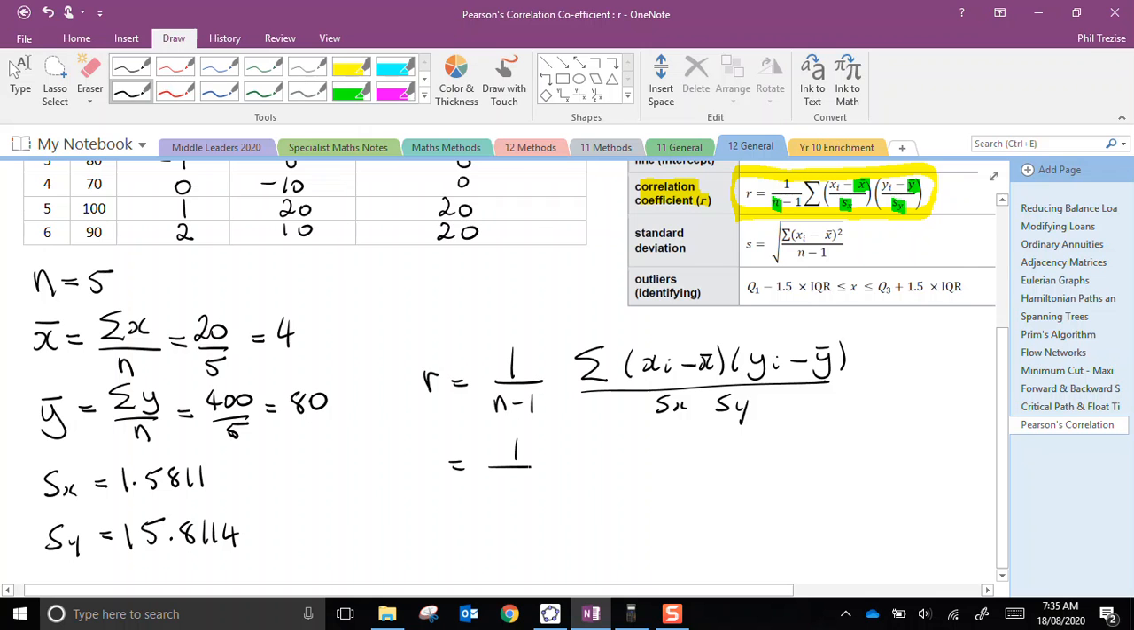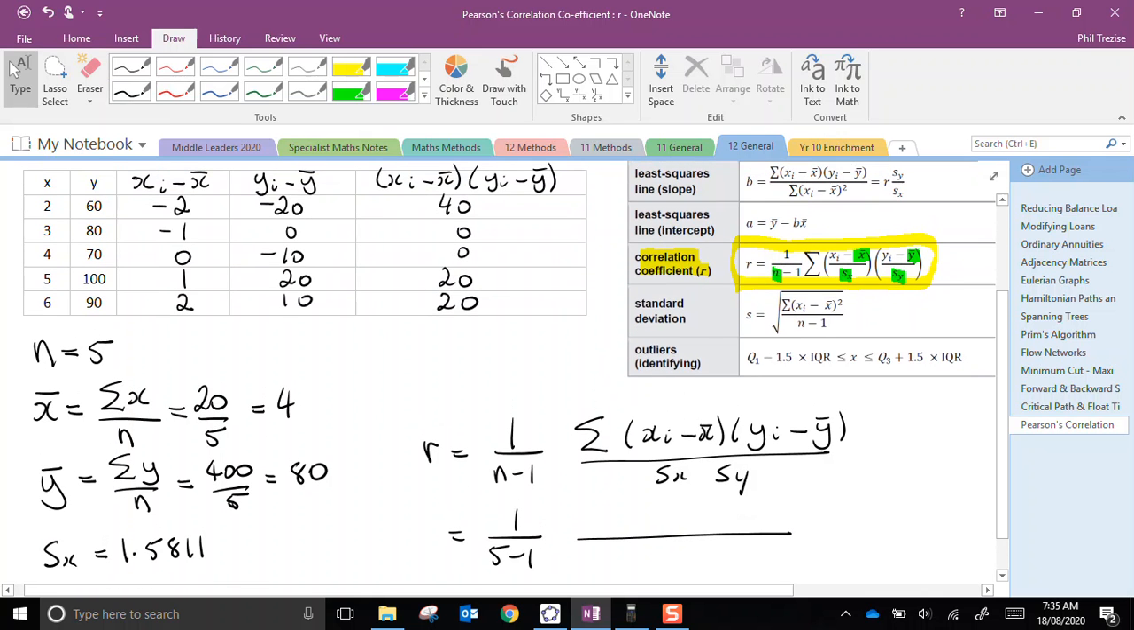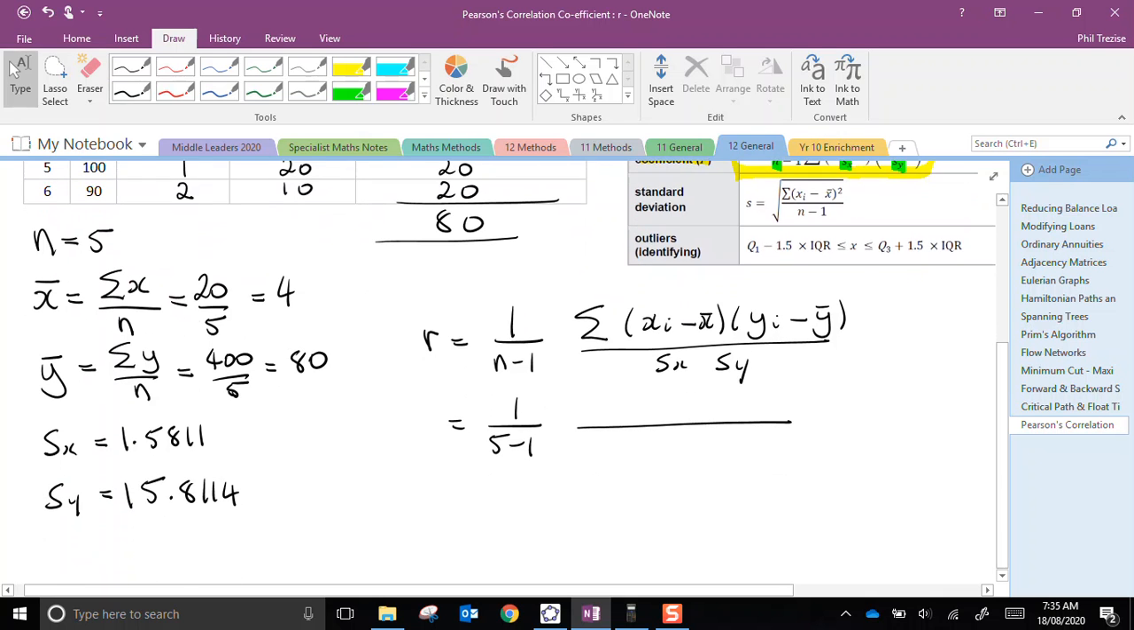So let's put my numbers in place. N was 5. Now this giant thing here, the summation of those, is if I add all of the numbers in this last column. So adding those all together, I get 80. That's the number that goes on the top. The sigma at the front means to add each of those. Now what was my sx value? That was 1.5811 and sy was 15.8114.